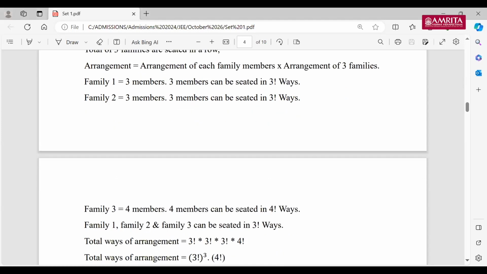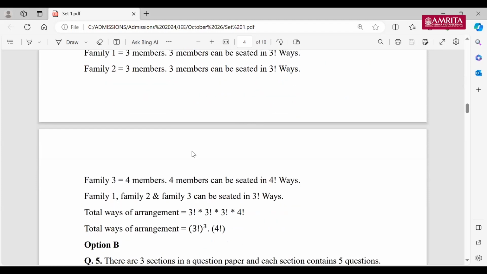Family 1 has 3 members, so it's 3 factorial. Family 2 has 3 members, it's 3 factorial. Family 4 has 4 members, it's 4 factorial. Now, when it comes to the 3 families, family 1, 2, and 3, I'm not going into the members' arrangement, that's already done. How will we be able to arrange the families? Maybe family 1, then 2, then 3. Maybe family 3, 2, and 1. Maybe family 1, then family 3, then family 2. Different ways, right? So how can they be arranged? They can also be arranged in 3 factorial ways.